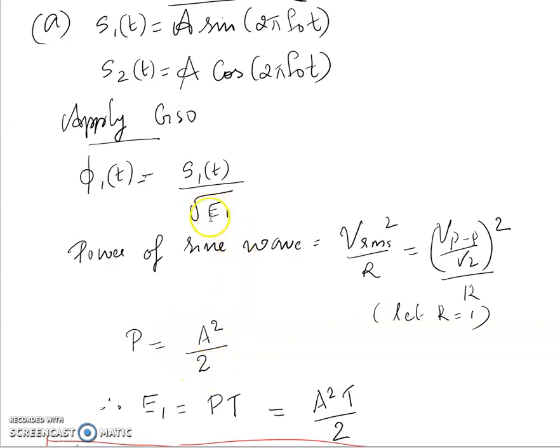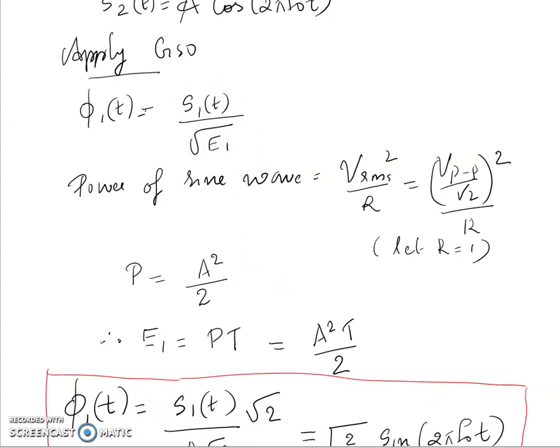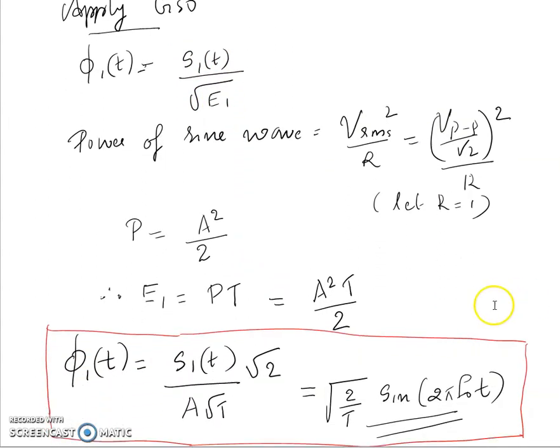So what we need to find is the energy of the signal. So what is the energy? Power is energy per time, so energy equals power into time. Power is A square by 2, so A square by 2 into T will be the energy of the signal. So the first basis function is the first signal divided by root of energy. Root of energy, A square T by 2 under root, is A root T divided by root 2.